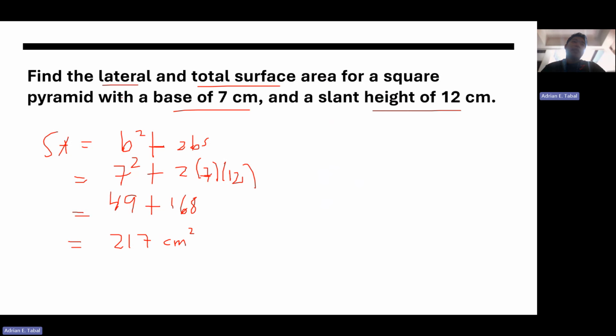So for the question, what's the lateral area? Our lateral area is 168. The question, total surface area, our total surface area is 217 centimeter square.